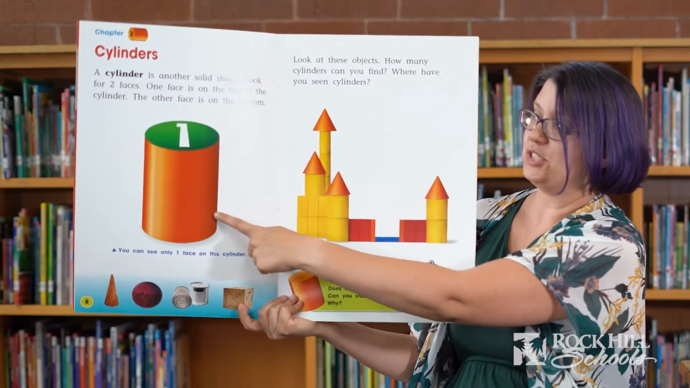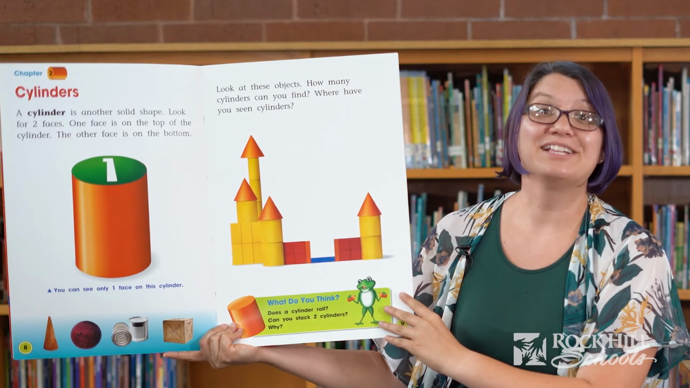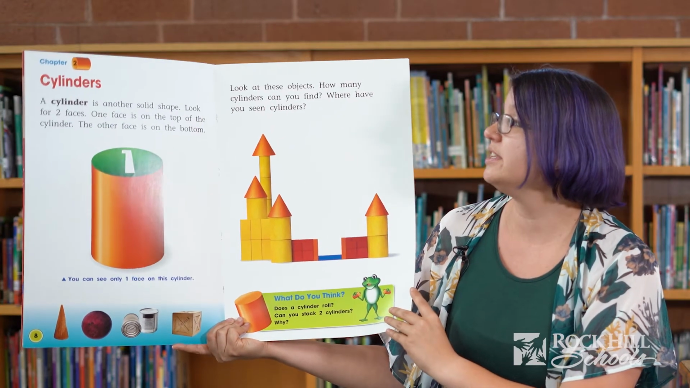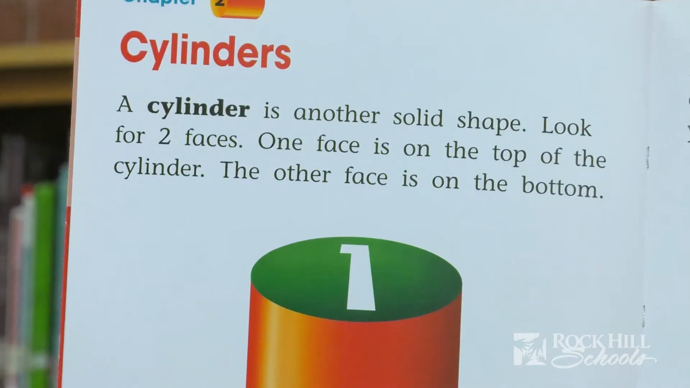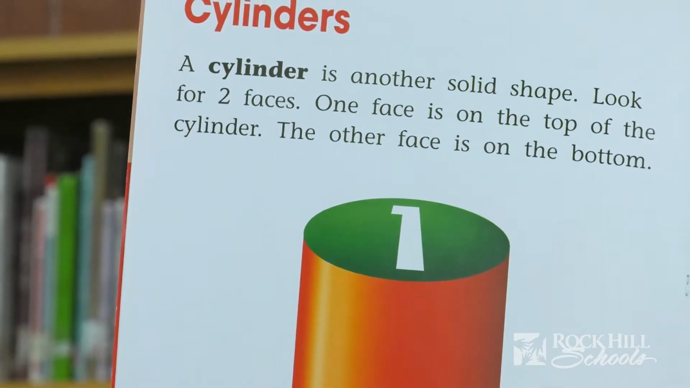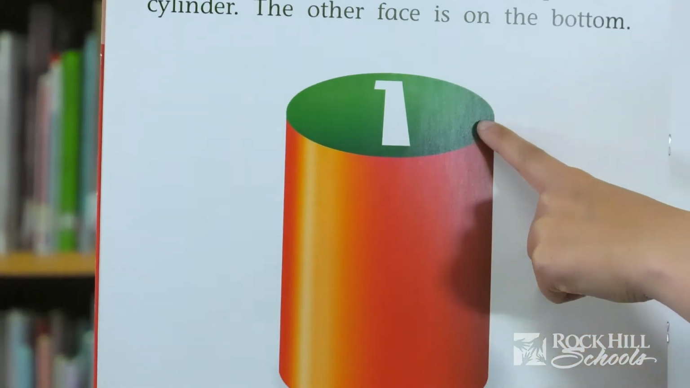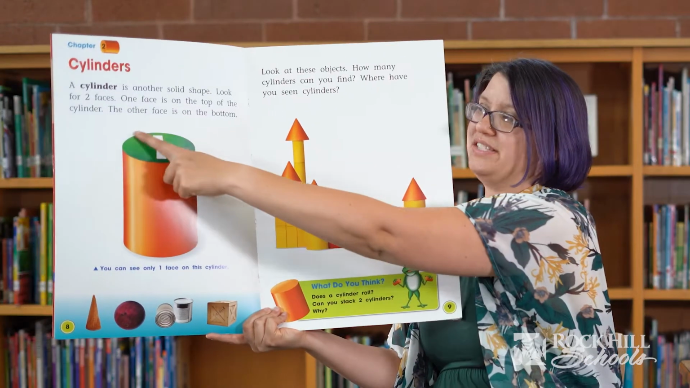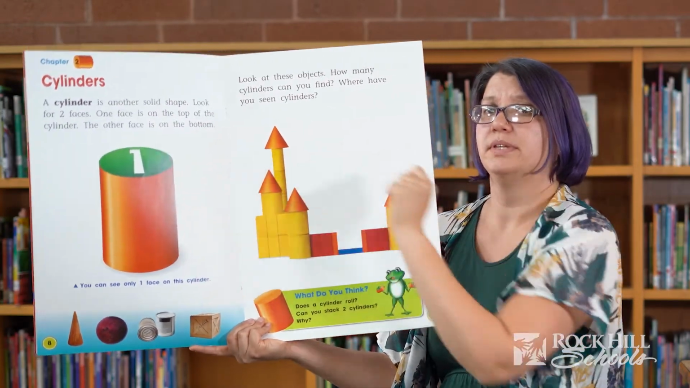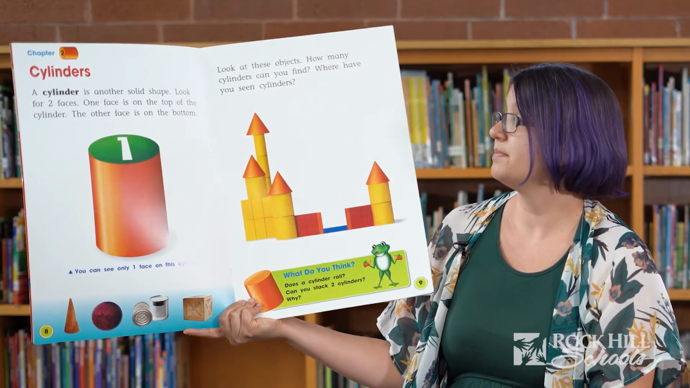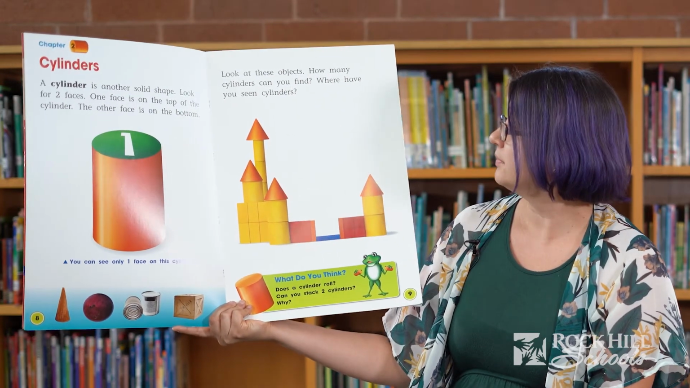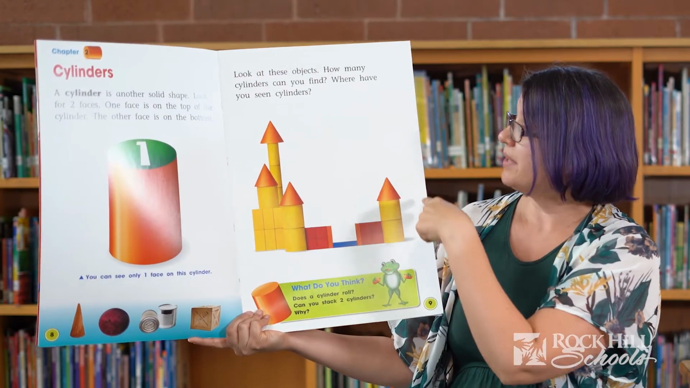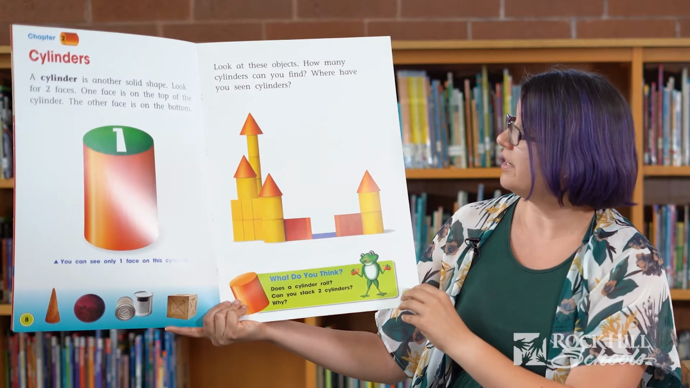What's this shape? You remember that one? Cylinder, good. A cylinder is another 3D shape. It has 2 faces. One face is at the top and the other face is at the bottom. You can only see one of the faces when it's sitting like this, can't you? In a minute, I'm going to show you the other faces of a real cylinder. All right, look at this part of the castle. How many cylinders can you find?